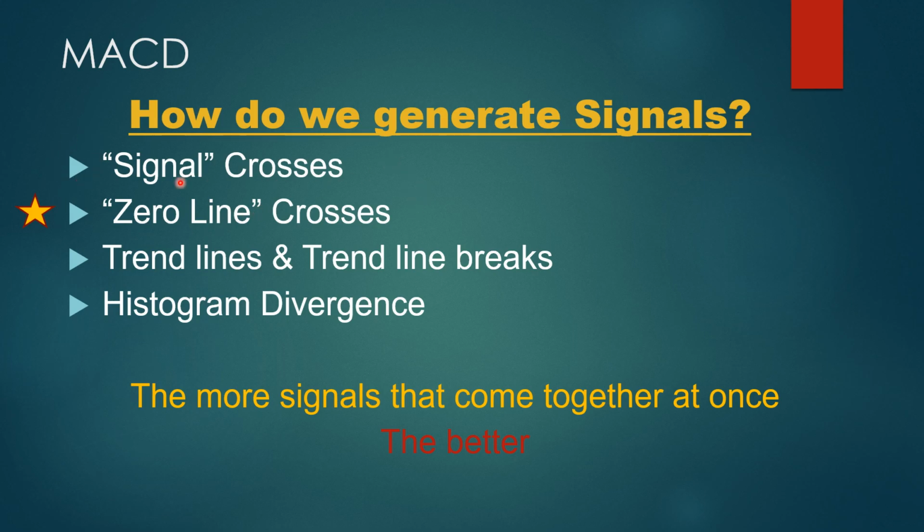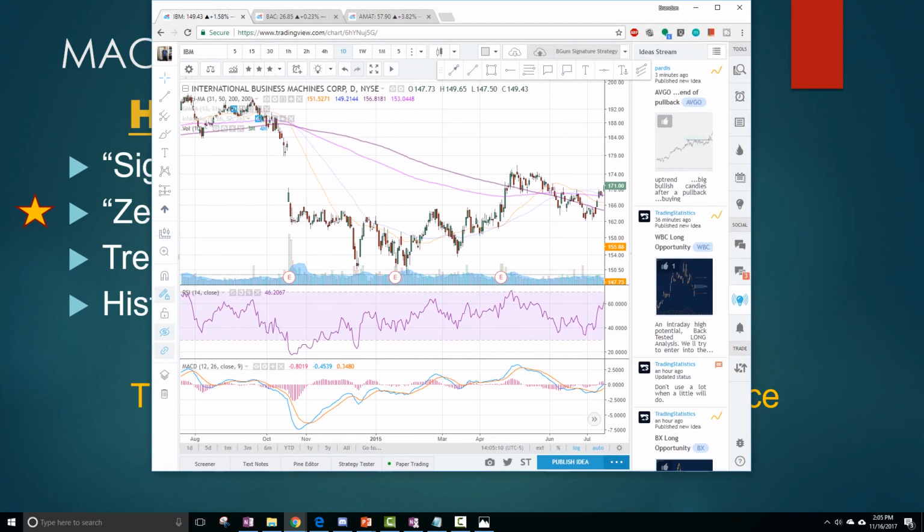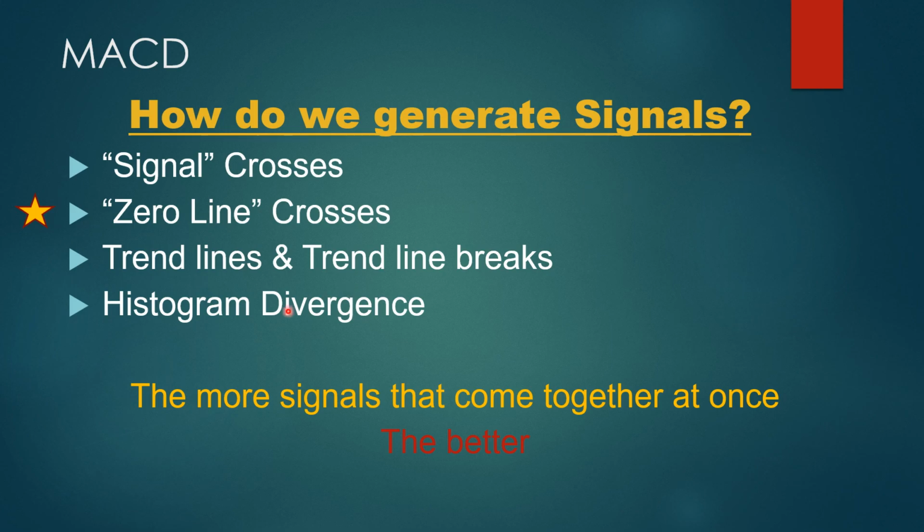My favorite is to look for zero line crossings. That's when the MACD, you can see down here we have a y-axis scale, crosses this zero line right here. That's what I am looking for most of the time. We also can use trend lines. We literally can connect trend lines on the MACD. And we're also looking for histogram divergence, and we'll talk all about this in the coming moments. The more of these signals that come together at the same time, the better. We just have better odds when that happens.